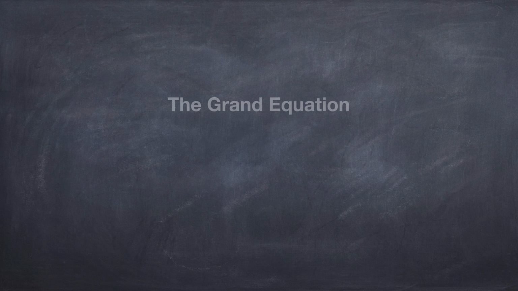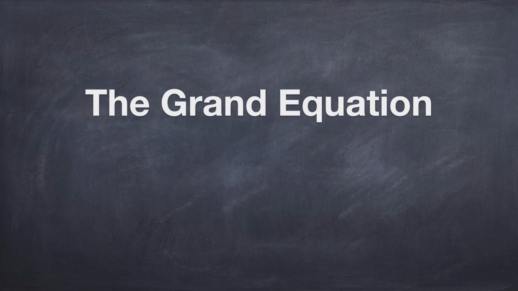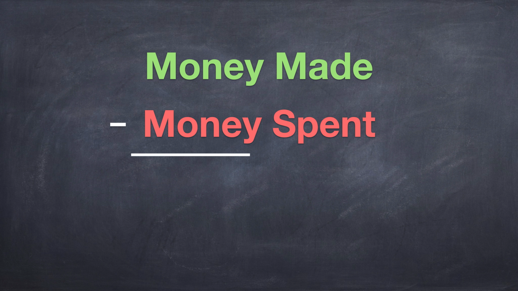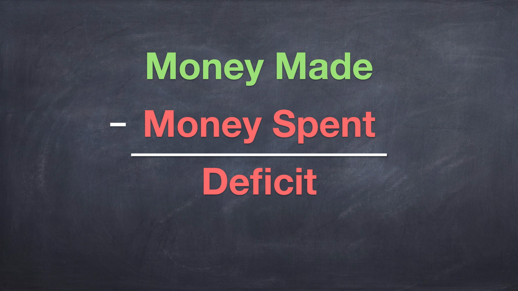All right, so in this first video, we're looking at the grand equation of personal finance. And if you can master this grand equation, it's a very simple one, you can understand the very basics of personal finance and financial math. So the equation is as simple as money made minus money spent. And then when you do this, you're going to either end up with a profit or you're going to end up with a deficit. And so let's look real quickly at what a profit and deficit are.